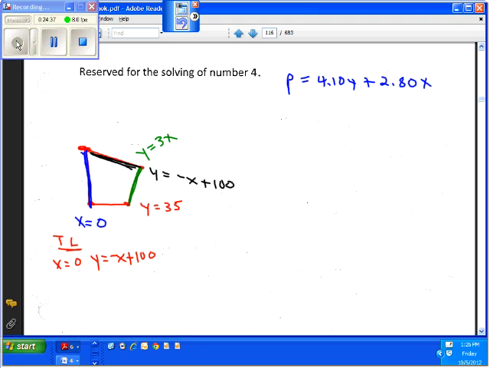So we're going to solve that system. To do that, we can put 0 in place of x right here. And we will have y equals 0 plus 100. And so we would get y is equal to 100. And so this corner is 0, 100. That means that you would sell 0 sweatsuits and 100 jackets. That's possibility 1.